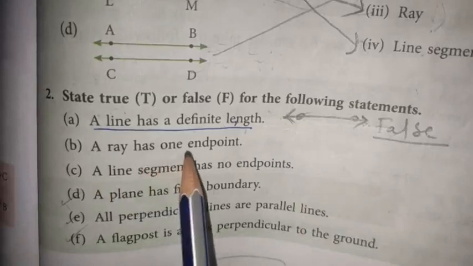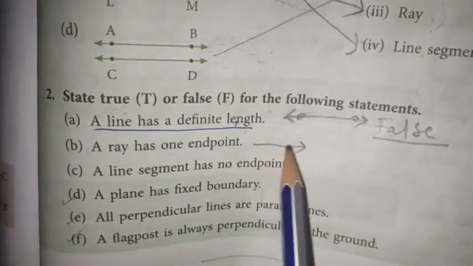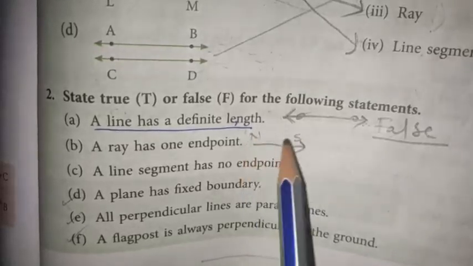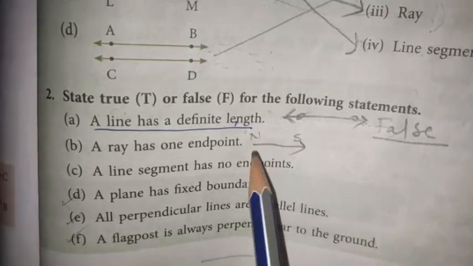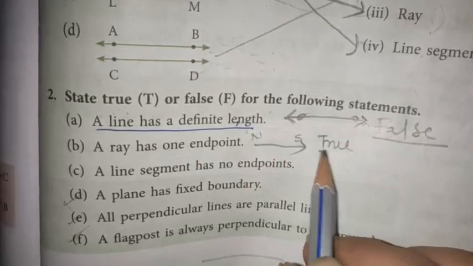A ray has one end point. A ray will look like this. Yes, it has one end point. If suppose it is north to south, you can easily say that it is moving from north to south. So the answer is true.